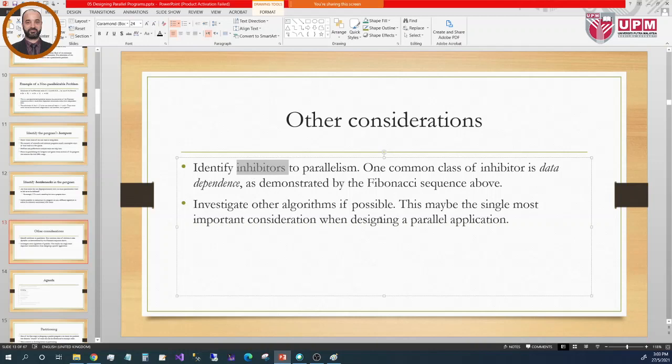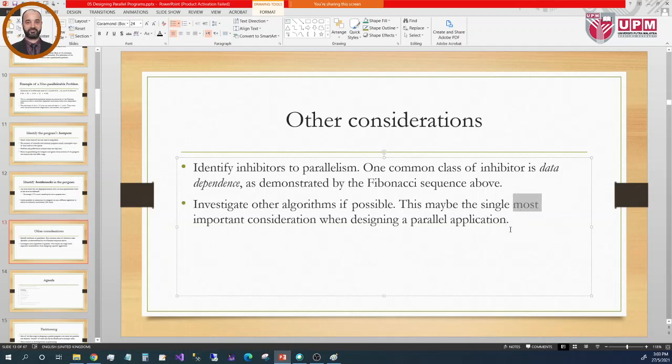Okay. Investigate other algorithms if possible. If there is any other function that could give us the same Fibonacci sequence with a different way of calculation, then we can use it, better than using the dependent way. But if there is no other option, then we have nothing to do. So this may be the single most important consideration when designing a parallel application.